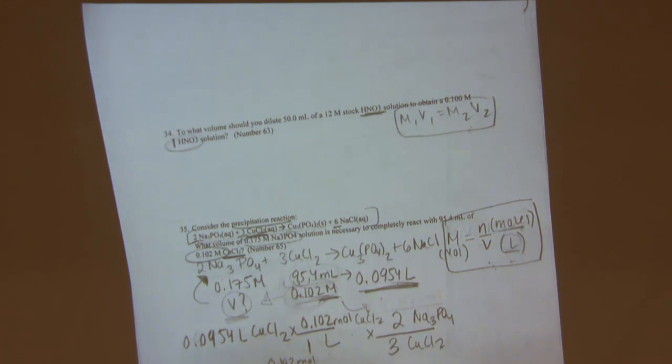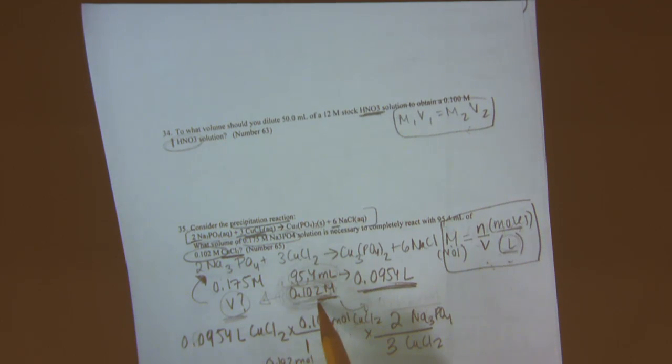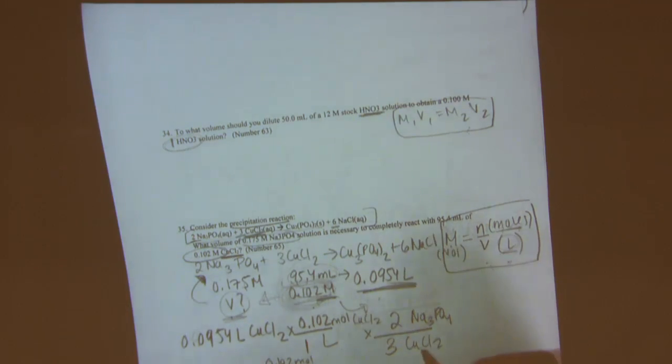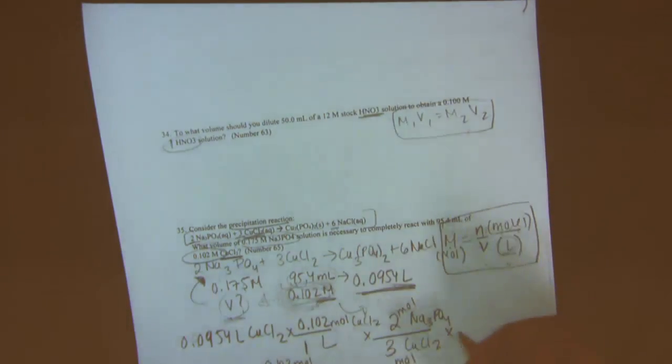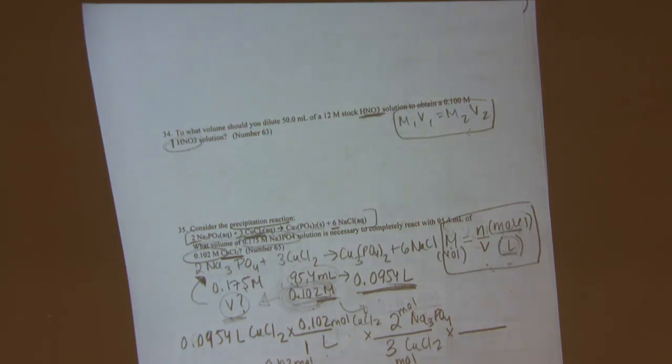Yeah, in order to get it like that, I just divided it by 1,000 to turn it into liters, and I know that moles over liters equals molarity, right? So I'm utilizing this molarity value right here so I can find the volume of this. But I will be utilizing this at some point. Does that make sense? Okay, so now I have 2 moles of Na3PO4 to 3 moles of CuCl2, right? Now what do I do in order to find the volume? What do I put on the bottom, what do I put on the top?